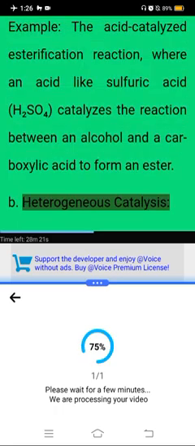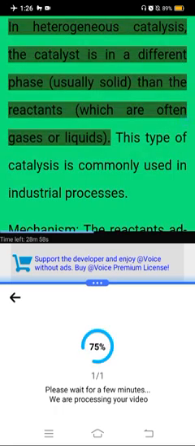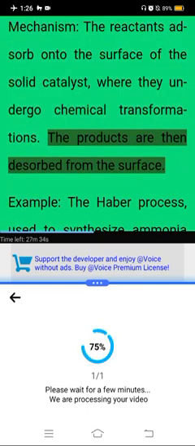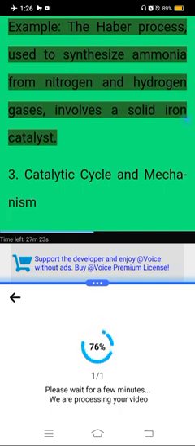B. Heterogeneous catalysis. In heterogeneous catalysis, the catalyst is in a different phase, usually solid, than the reactants, which are often gases or liquids. This type of catalysis is commonly used in industrial processes. Mechanism. The reactants adsorb onto the surface of a solid catalyst, where they undergo chemical transformations. The products are then desorbed from the surface. Example, the Haber process, used to synthesize ammonia from nitrogen and hydrogen gases, involves a solid iron catalyst.